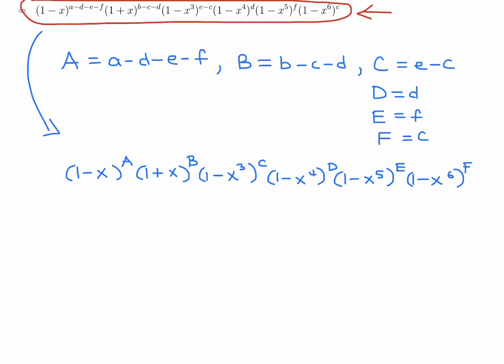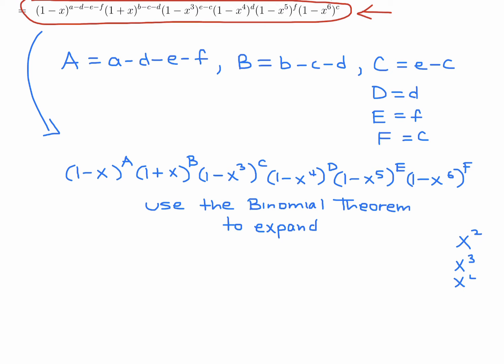So at this point, we have to use the binomial theorem to expand this. But the good news is that because we are initially going to be looking at values of x squared, because remember, this polynomial, when fully expanded, does not have anything of the form x squared, x cubed, x to the 4, x to the 5, or x to the 6.